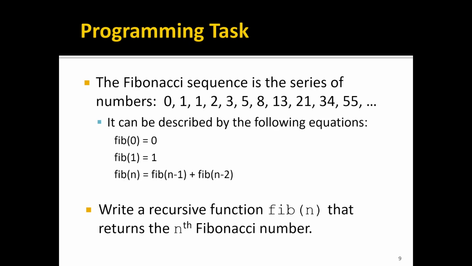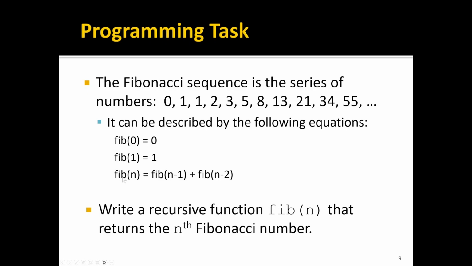So the program we'll create, according to this program task, is to write a recursive function fib_n that returns the nth Fibonacci number. So we're just going to calculate the numbers of the Fibonacci sequence itself. So in terms of a mathematical definition, we can say the Fibonacci sequence is defined by these three equations. The first two equations would be our base cases, so there's no recursion in there. So we say fib of 0 is 0 and fib of 1 is 1.